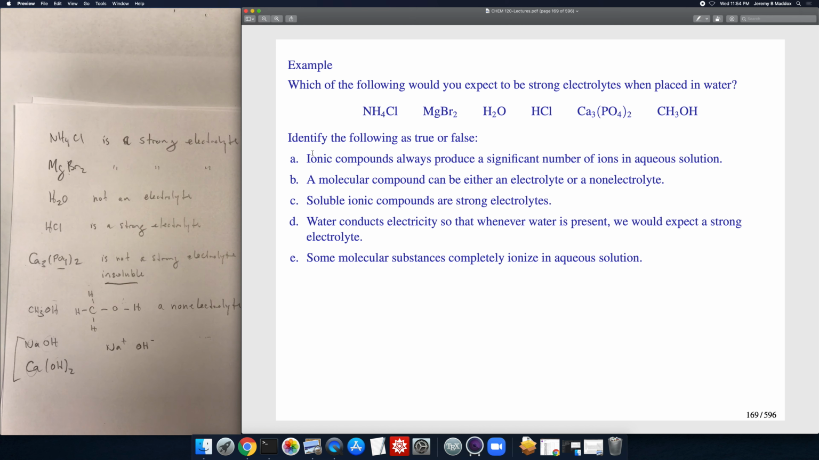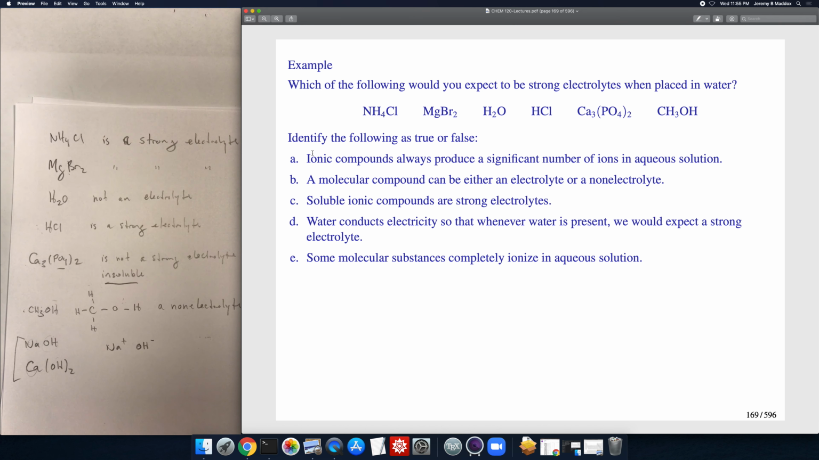B: A molecular compound can be either an electrolyte or a non-electrolyte. That statement is true. Hydrogen chloride is a strong electrolyte. It's a molecular compound and it's a strong electrolyte. Methanol is also a molecular compound, but it's a non-electrolyte. It doesn't form ions in solution. So B is true.